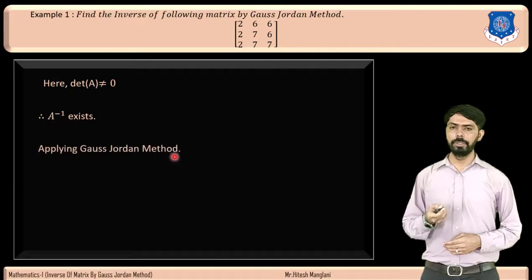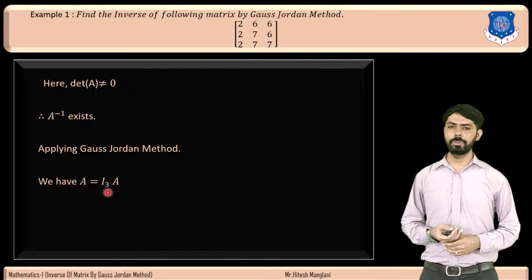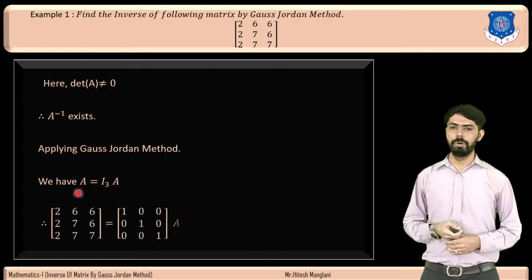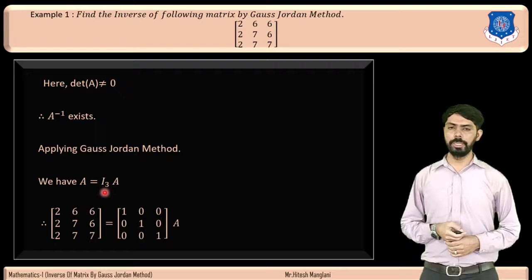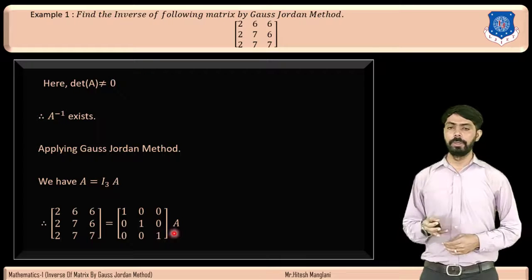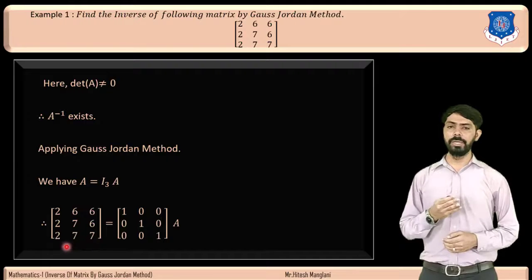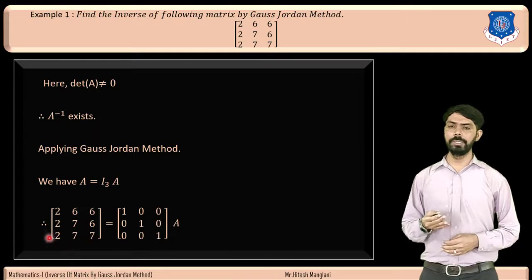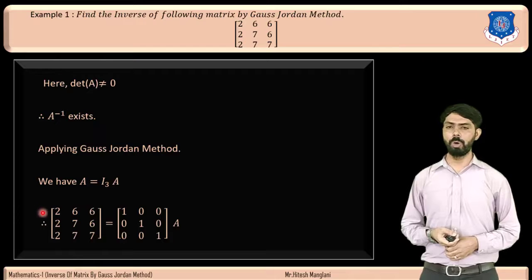Applying the Gauss-Jordan method, we have A is equal to I3 A, where I3 is the identity matrix of order 3. So A is [2 6 6; 2 7 6; 2 7 7], which is equal to the identity matrix of order 3, that is [1 0 0; 0 1 0; 0 0 1], into A. Now we will convert the matrix A on the left hand side to the identity matrix, and for that we will apply row operations, and this identity matrix will be converted into matrix B. Then that matrix B is called the inverse of the matrix. So here we will use elementary row operations.